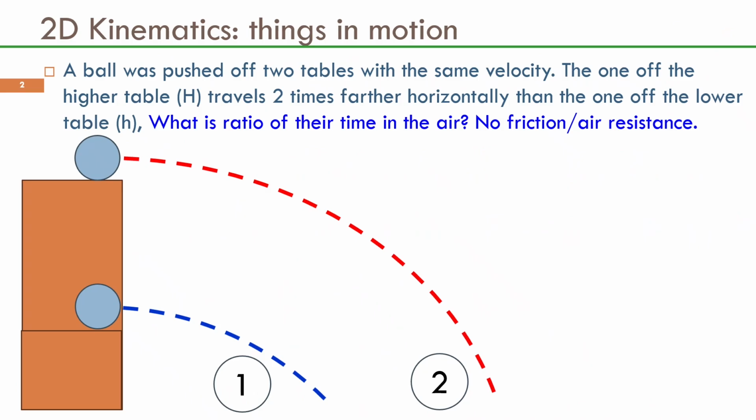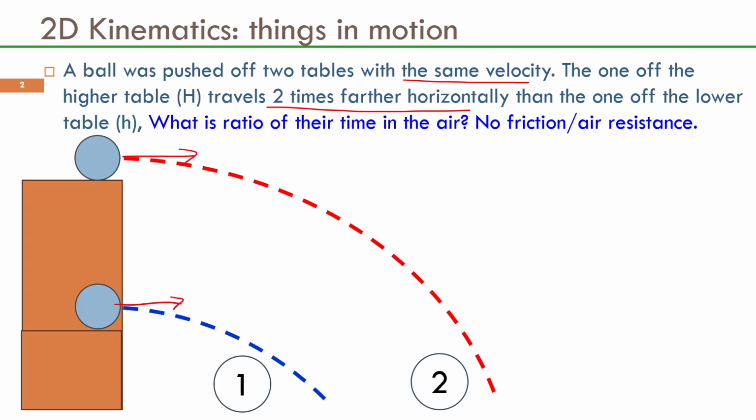This question says a ball was pushed off two tables with the same velocity. The one off the higher table travels 2 times further horizontally than the one off the lower table. So it asks what is the ratio of their time in the air. So let's see what key information we know from this question. First of all, both balls have the same velocity. So the velocity here and the velocity here are the same.